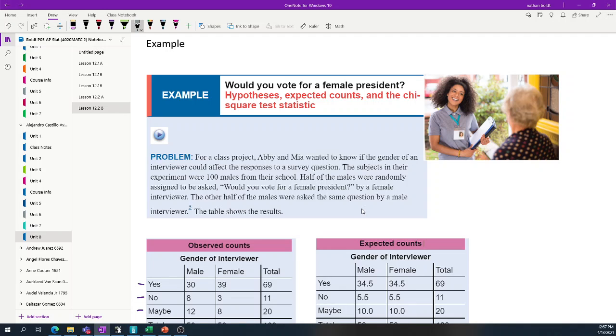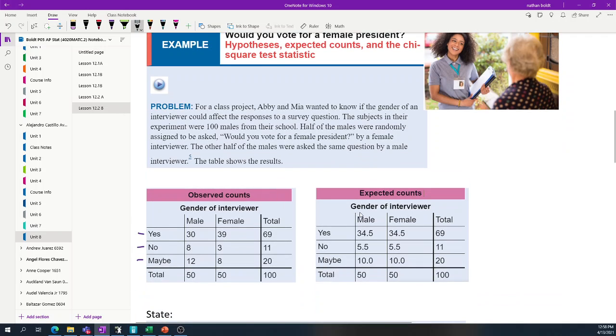For a class project, Abby and Mia wanted to know if the gender of an interviewer could affect the responses to a survey question. The subject: does it create bias? The subjects in their experiment were 100 males from their school. Half the males were randomly assigned to be asked the question, would you vote for a female president, by a female interviewer, and the other half were asked the same question by a male interviewer. So does the gender of the interviewer affect the responses is what they want to take a look at.